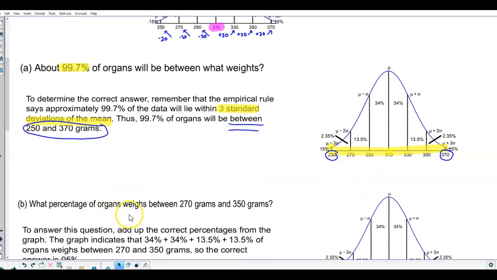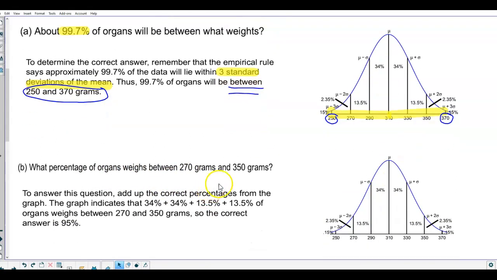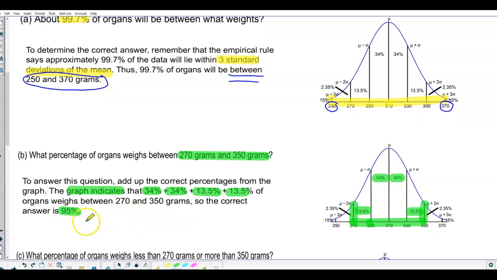Next it says, what percentage of organs weighs between 270 grams and 350 grams? Let's take a look at that information. Here's 270 and 350, so we're looking at everything in between. We have 13.5, 34, 34, and 13.5. The graph indicates that if we add 34% plus 34% plus 13.5% plus 13.5%, it gives us 95%. So the percentage that weighs between 270 and 350 grams is 95%.